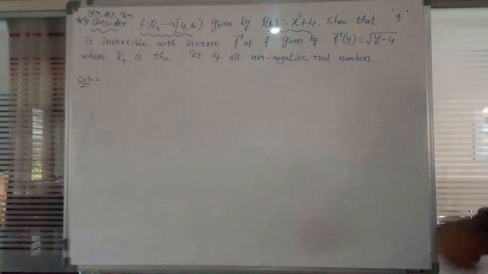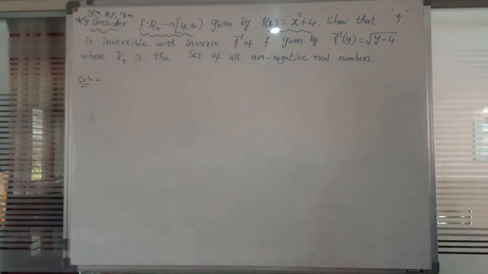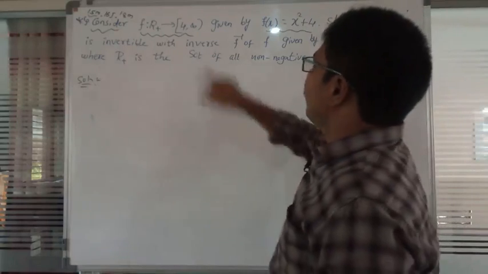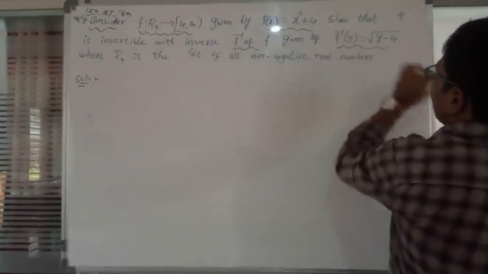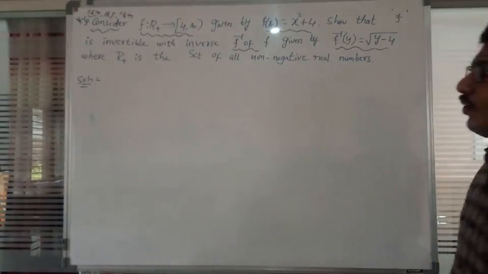If we have to show that f is invertible, what condition must it satisfy? It must be satisfied as 1-1 and onto. With inverse, we must find the f inverse of f, given by f inverse of y is equal to root of y minus 4. Now R plus is the set of all non-negative real numbers. Now come to the point.